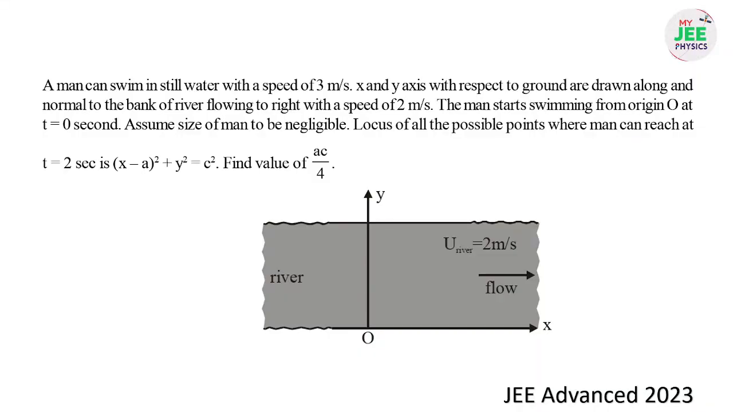So let us see the solution. A man can swim in still water with a speed of 3 meters per second. What is the meaning of this? The meaning of the man being in still water.